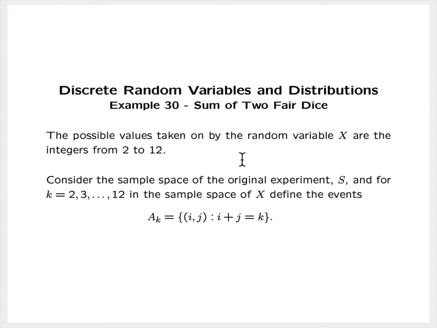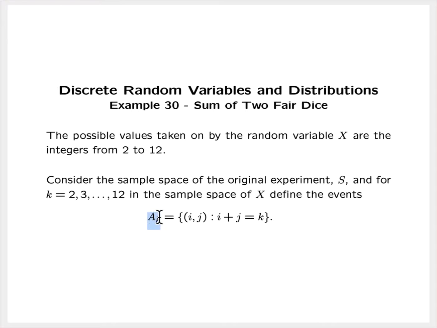So the possible values taken on by the random variable X are the integers from 2 to 12. Now let's consider the sample space of the original experiment, and for k going from 2 to 12 in the sample space of X, we're going to define some notation here. We're going to define the events A sub k being the set of all outcomes in the original sample space, all right, in S right here.